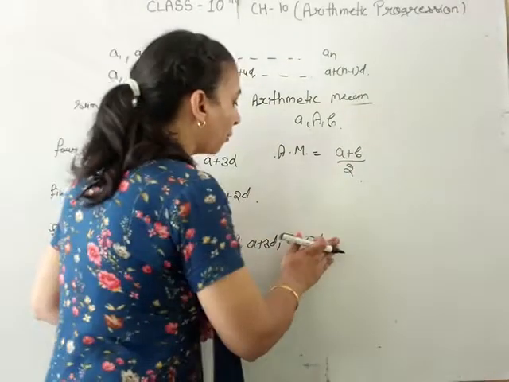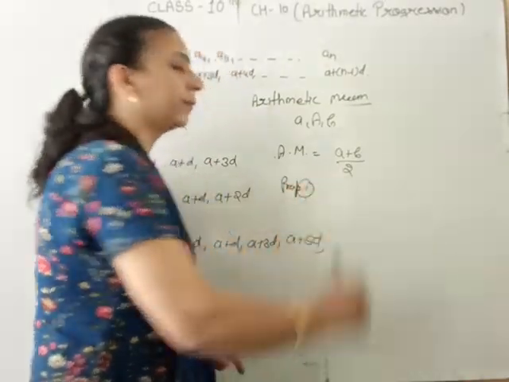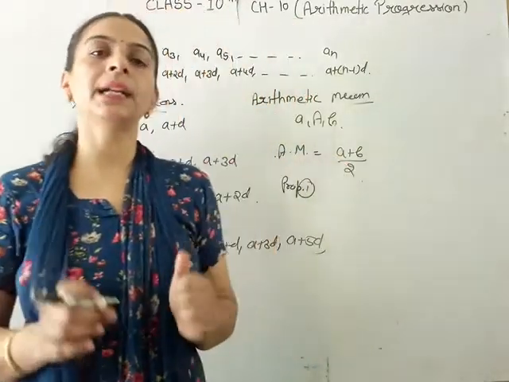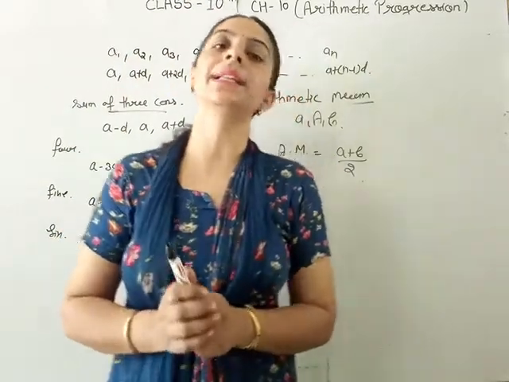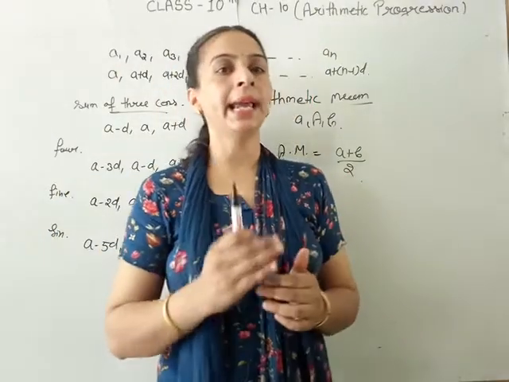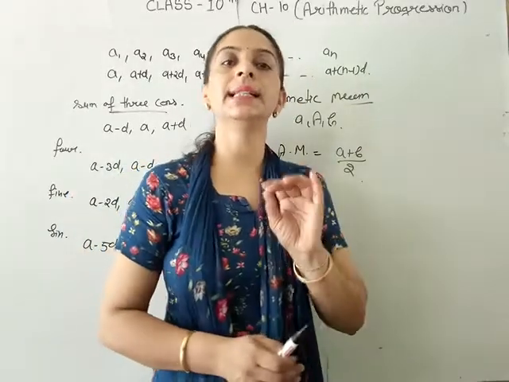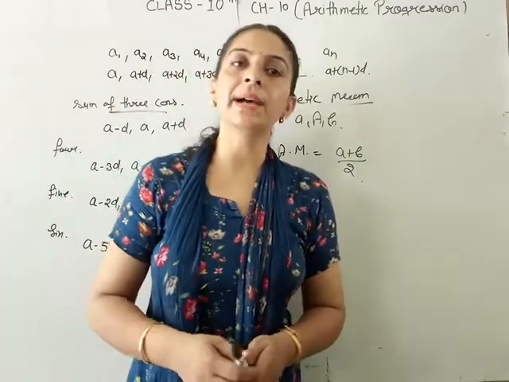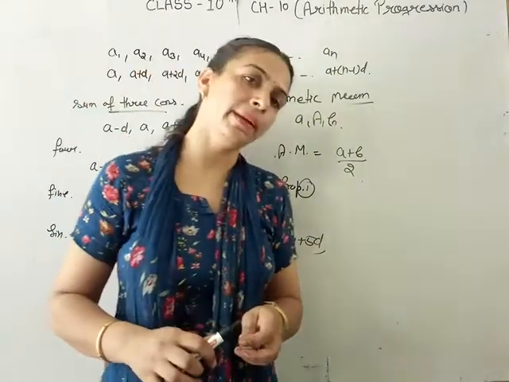And next is some property of an AP. Property number first. If we have an AP and we add or subtract a fixed non-zero number to all terms of the AP, then the resulting sequence is also an AP. And the same, if we multiply or divide by a fixed non-zero number, then the resulting sequence is also an AP.